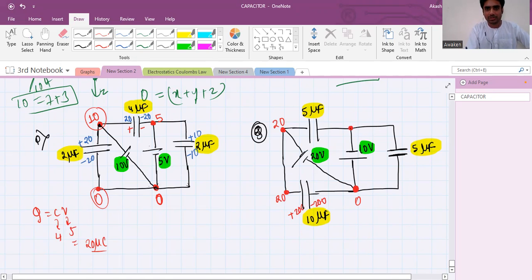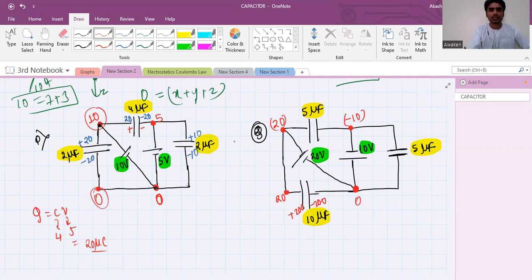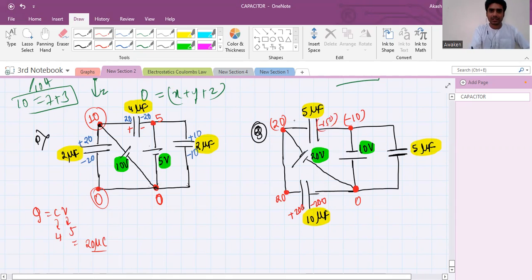Then this one will be how much? For the top 5 microfarad, charges will be how much? Left is 100 CV, right is... Wrong. See, the top potential will be 20, and the other minus 10. So what is the potential difference? 30. So the right one will be minus 150, and the left one plus 150. This is the steady state charge, finally.